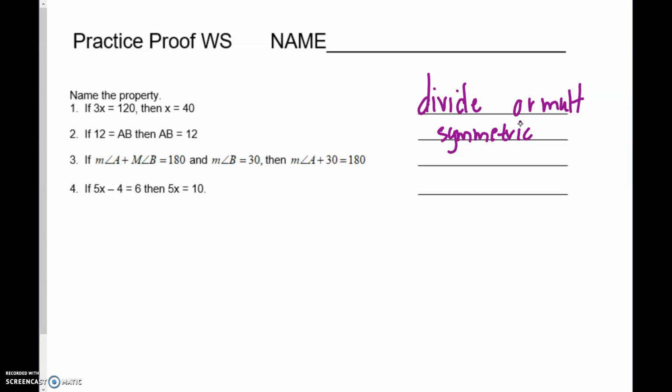All right, in number 3, A plus B equals 180, and now they're telling you B equals 30. Okay, so this is not an A, B, B, C kind of thing, because that's all new information. So what we're going to do here is instead of writing B, they put something equal in place of B, because they're telling us B is 30. So this is your substitution property. So make sure you write it out long enough that I know you mean substitution and not subtraction. All right, 5x minus 4 equals 6, and the next time it just says 5x. So what happened to that 4? Well, they did the addition property of equality.